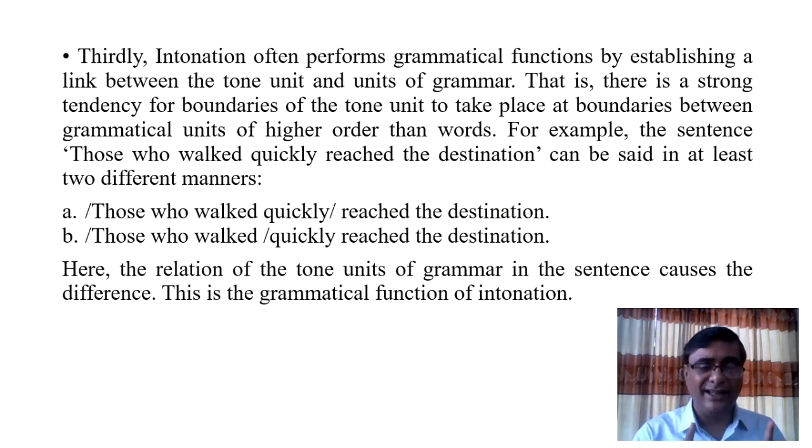So the first one, I again repeat, those who walked quickly: all the people walked, but among them those whose walking was quicker than others reached the destination. And in the case of the second, those people who walked and did not avail other modes of transport reached the destination quickly. Completely opposite and different meaning. So how can I express this different meaning? Can you express it merely by writing? No. You have to express it using your tone.